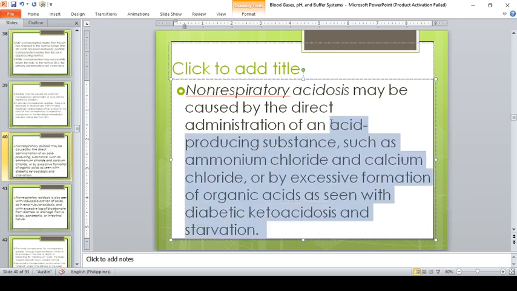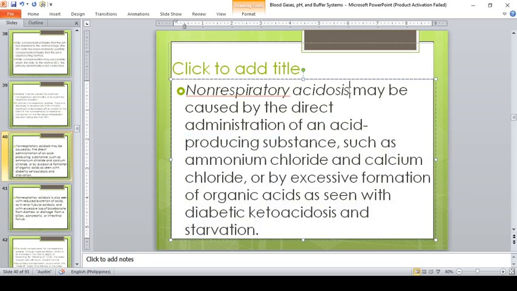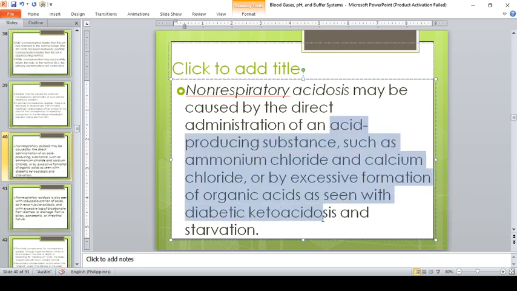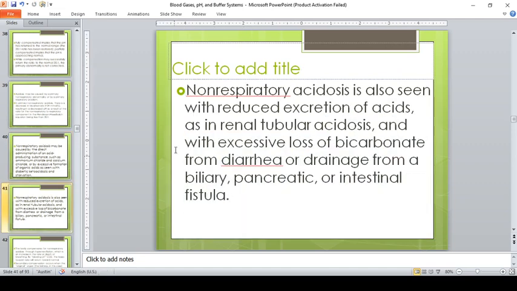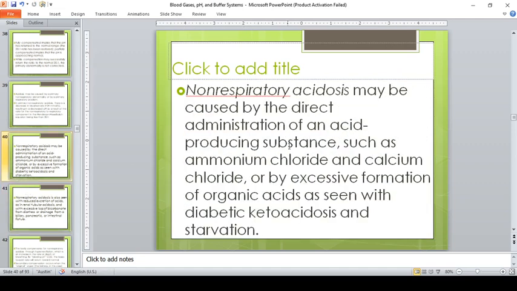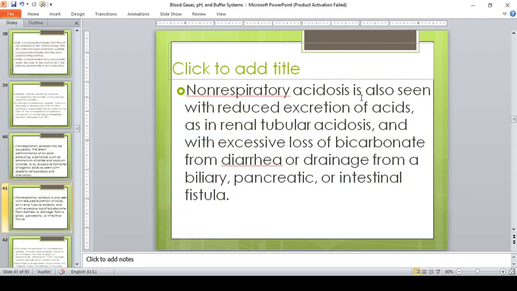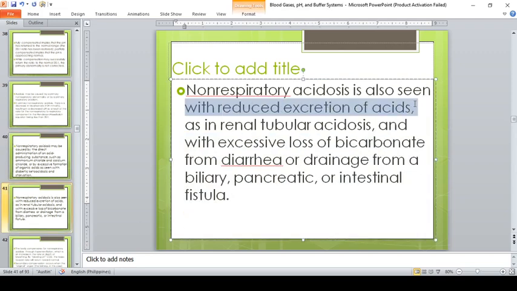So, in these cases, guys, that may lead to non-respiratory acidosis / metabolic acidosis kasi nga there is a decreased bicarbonate concentration and, because of these cases, increased concentrations of the acid. Okay? Increased concentration of the acid, decreased concentration of the bicarbonate. Non-respiratory acidosis is also seen not only in these cases but also seen with reduced excretion of acid.